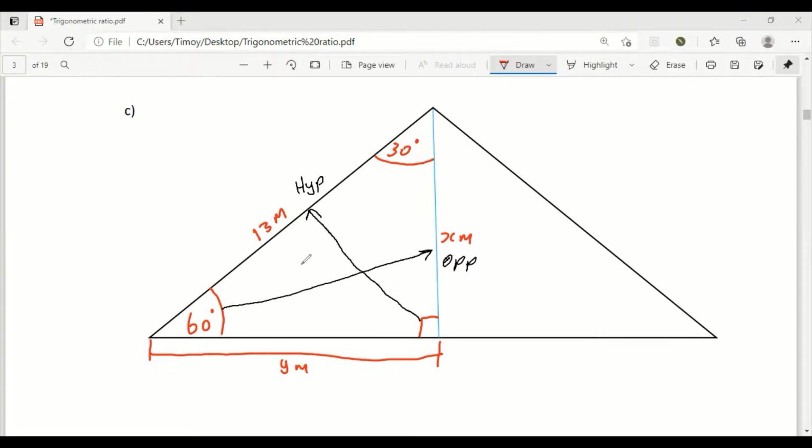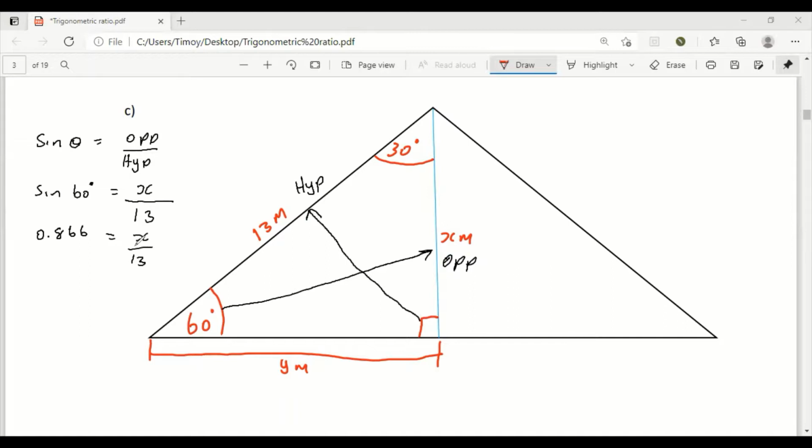Now, by just labeling this, we can determine what x is by applying the sine ratio. What we know is that sine of theta is equal to the opposite length divided by the hypotenuse length. Here, clearly, theta is going to be 60. So sine 60 degrees is equal to the opposite length, which is x, divided by the hypotenuse length, which is 13. All we need to do is put sine 60 on our calculator, and we'll get 0.866 equal to x over 13.